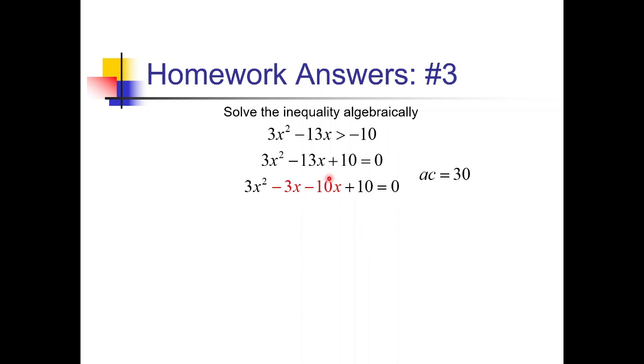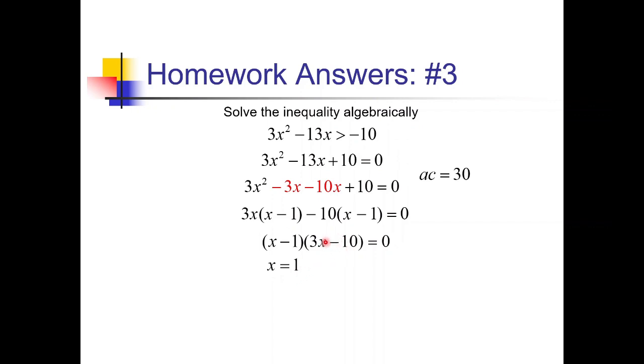And at this point I can use grouping to factor this. The first two terms I can take out a 3x, leaving me with x minus 1. For the next two terms I can take out a negative 10, which leaves me with x minus 1 there as well. So we have x minus 1 coming out of everything, and then 3x minus 10 is my other factor. Setting these equal to 0 and solving, we have x equals 1.